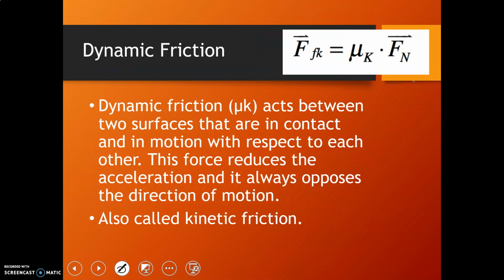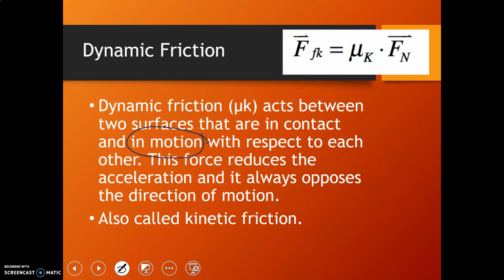All right, dynamic friction. So dynamic means that some sort of change is happening, so changing motion. Maybe you're walking, running, moving. There's some sort of movement going on. So dynamic friction acts between two surfaces that are in contact, and they are in motion. So now with dynamic friction, things are moving, they're in motion with respect to each other.